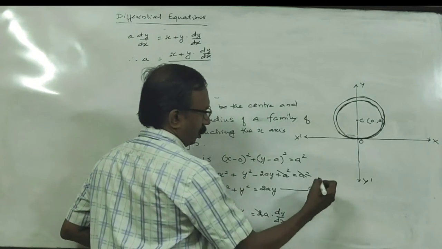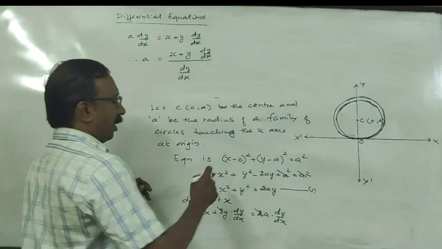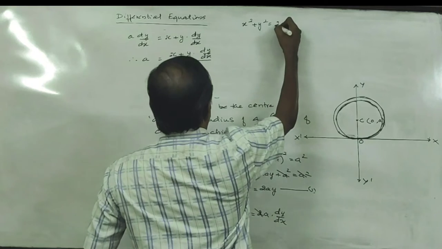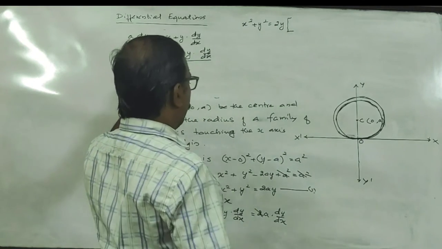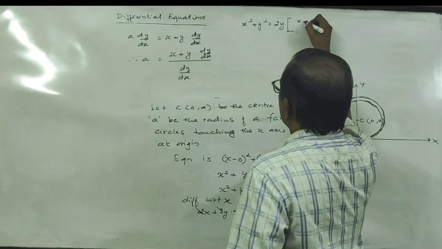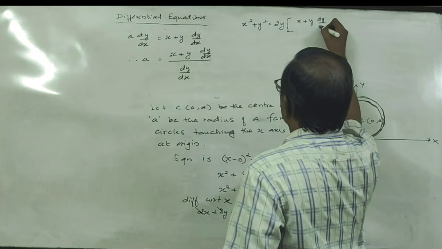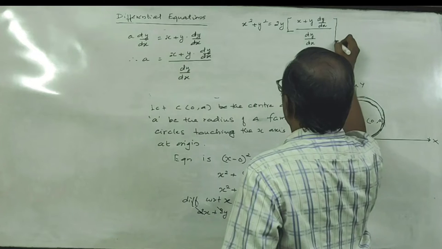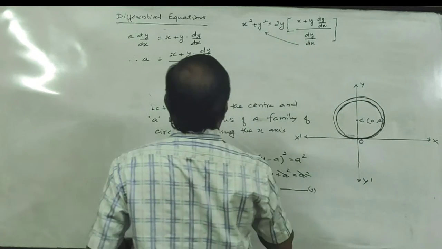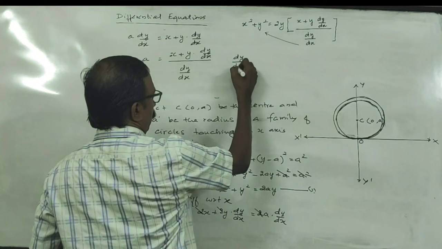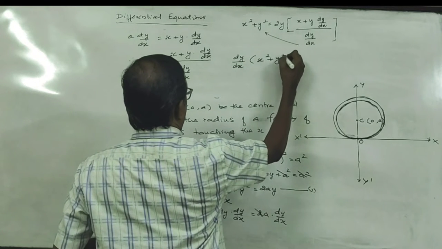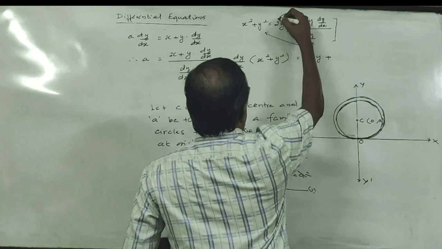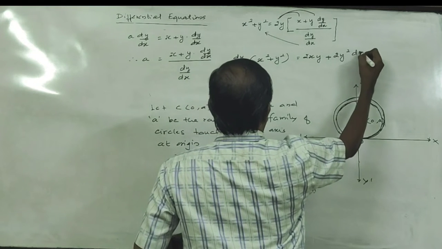Now substituting the value of a here, we have x square plus y square is equal to 2y into the value of a, which is x plus y into dy by dx divided by dy by dx. Now cross multiplying we have dy by dx into (x square plus y square) is equal to 2xy plus 2y square into dy by dx, isn't it?